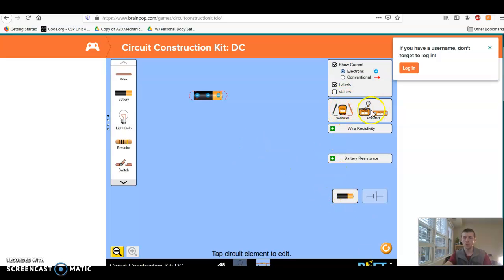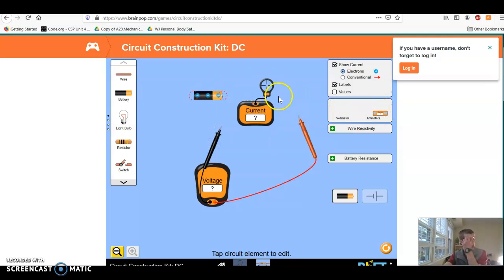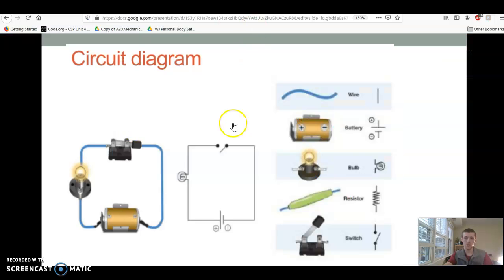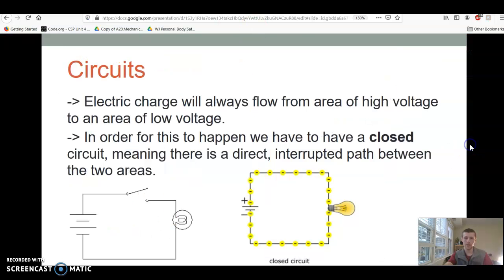Here we have two different ways we can measure something about our circuit. The voltmeter lets you measure the voltage drop from 2 points. The ammeter lets you measure the current, how much charge is flowing across a specific point. So let's get started. We are going to first build what we call a series circuit.